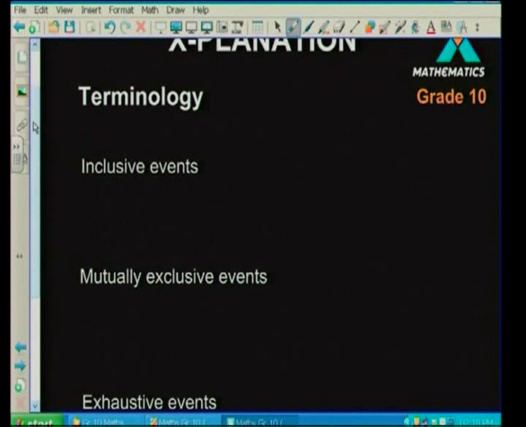Right. Now let's move along to some of the more foreign vocabulary. The first thing that we need to talk about is inclusive events. Inclusive events are events that have elements in common.